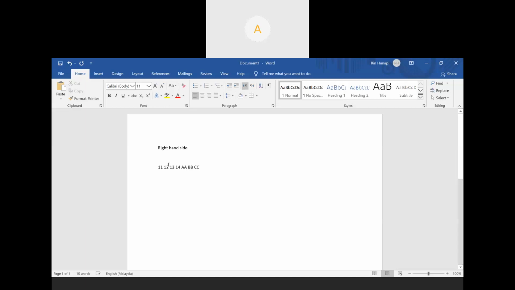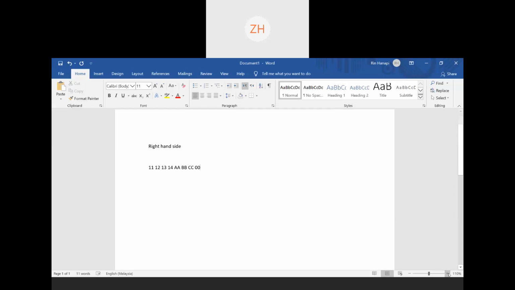Okay, so is this correct, guys? Assume this one is in hexadecimal. So by looking at this value, is this contributing to 32 bits?